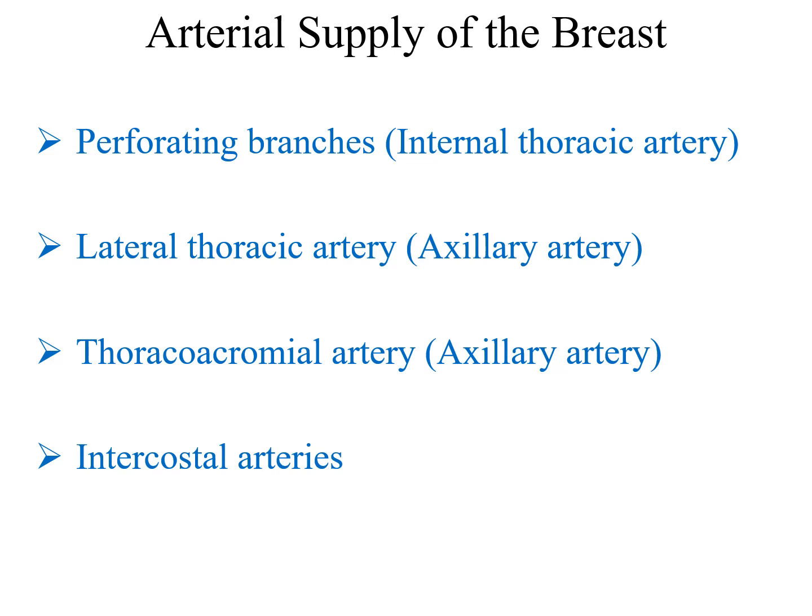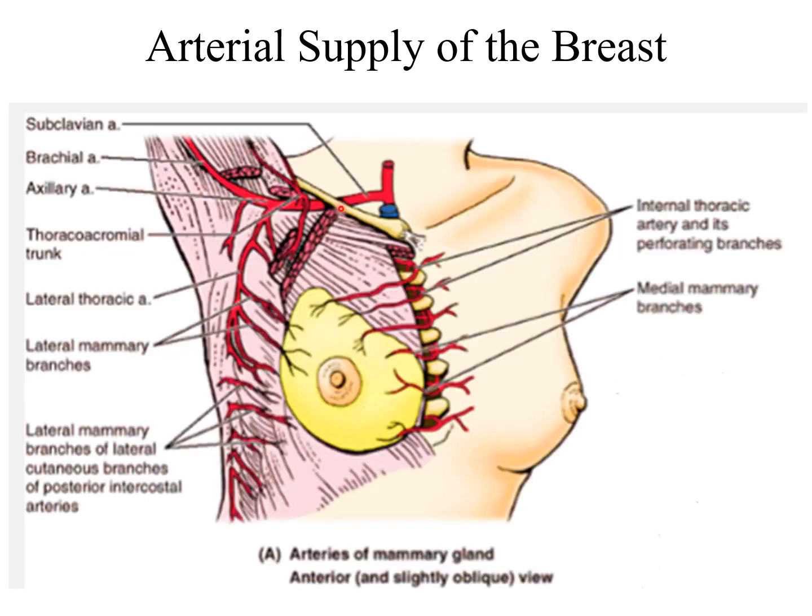Now the arterial supply of the breast. It has a very extensive arterial supply: perforating branches of the internal thoracic artery. The major artery which is supplying the breast is the lateral thoracic artery, which is a branch of the axillary artery. Thoracoacromial artery, again a branch of the axillary artery, and intercostal arteries. These all arteries are responsible for supplying the breast. So here we can see this is the breast.